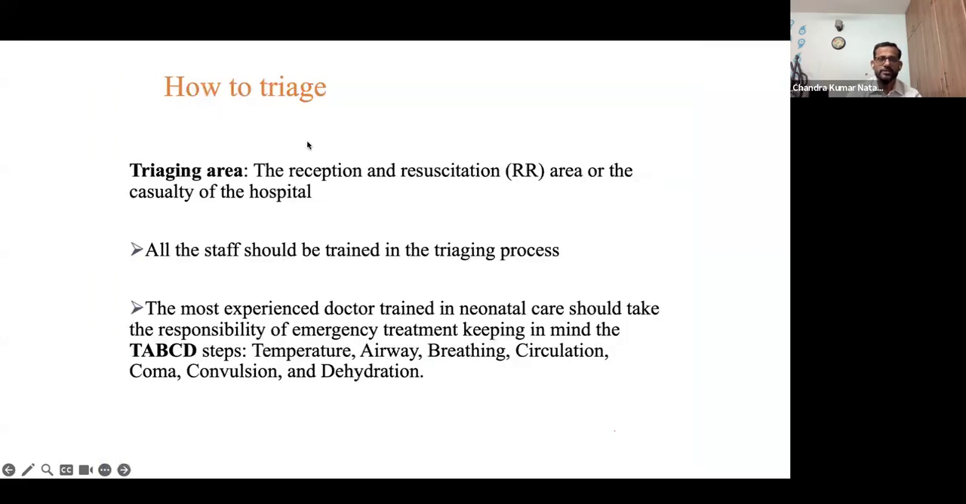Okay. So how to triage? The reception and the resuscitation area of the casualty of the hospital. Ideally, the casualty area of the hospital should have a newborn corner where you should keep a radiant warmer and receive such babies in the newborn corner. Okay, all the staff should be trained in the triaging process. The most experienced doctor trained in neonatal care should take the responsibility of emergency treatment, keeping in mind the TABCD steps.